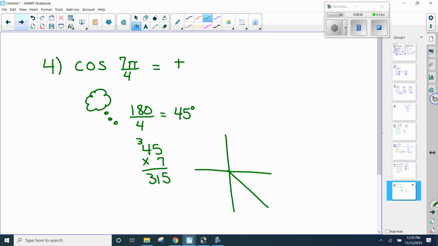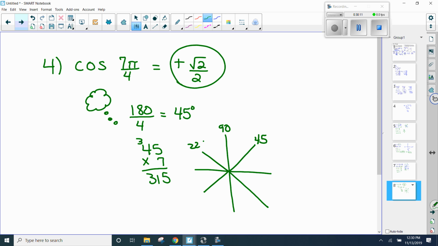Otherwise, all I need to know is that 45 right there. What is the cosine of 45 degrees? Radical 2 over 2. And it will be positive. If you want, you could come up with your 45-degree angles. So you have 45, another 45 is 90, and then you could go with 225, not 225, wrong quadrant. 135, then you could go with 180, 225, then 270.